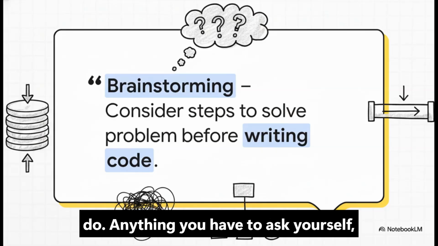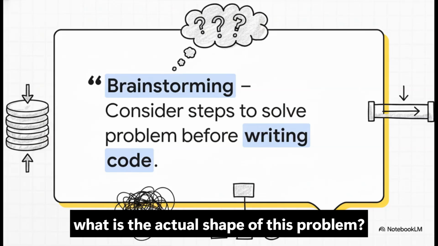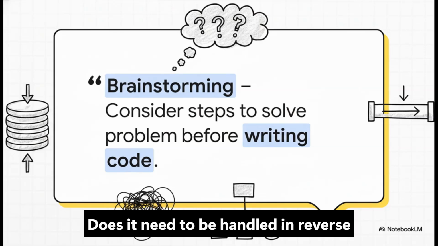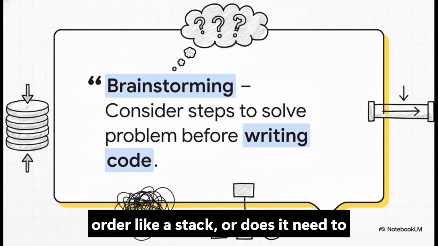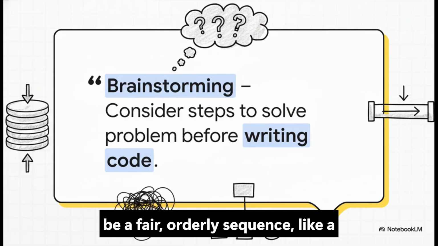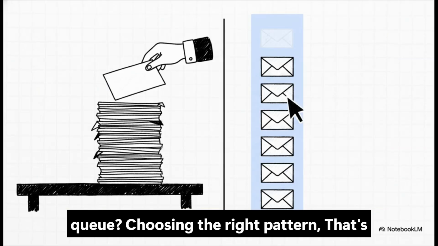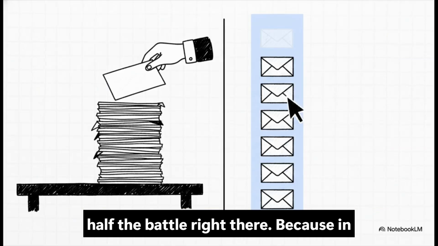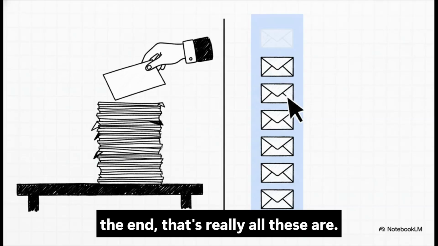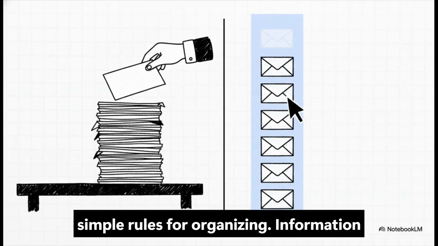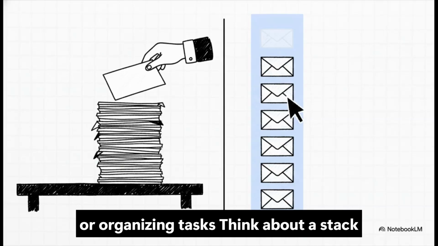Before you do anything, you have to ask yourself, what is the actual shape of this problem? Does it need to be handled in reverse order, like a stack? Or does it need to be a fair, orderly sequence, like a queue? Choosing the right pattern, that's half the battle right there. Because in the end, that's really all these are. They're patterns. They are incredibly simple rules for organizing information or organizing tasks.